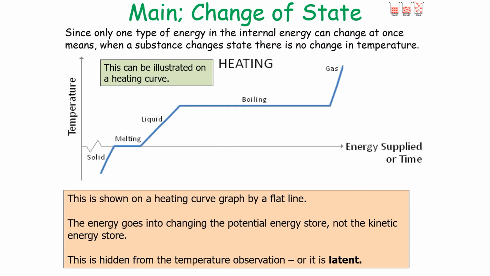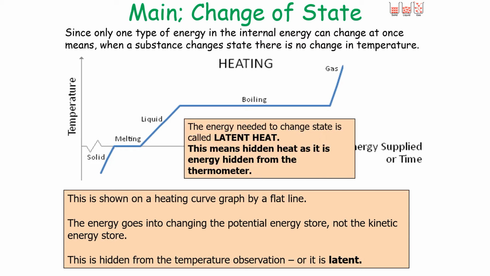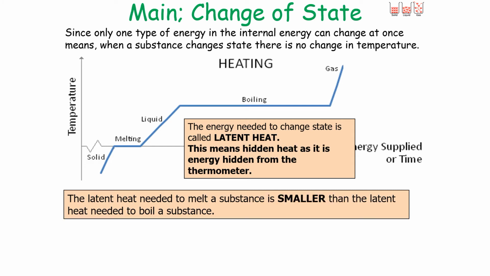And another word for hidden is latent. So the energy needed to change state is called the latent heat. It is called the latent heat because it is the hidden heat, as the energy is hidden from observation on your thermometer. Now the specific latent heat is the energy needed to change the state per kilogram of the substance, because in physics, specific means per kilogram.